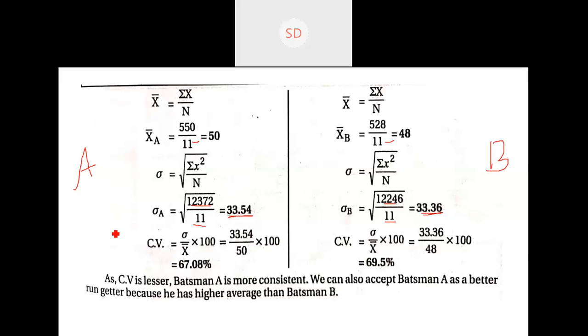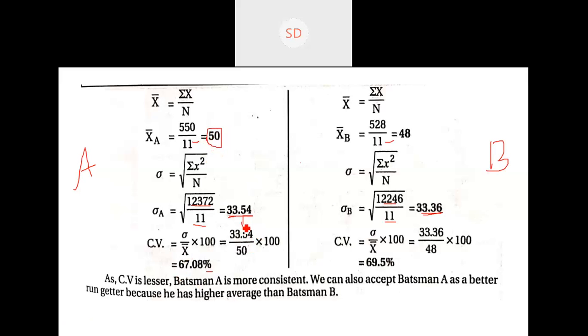Now, after finding standard deviation, let us find out the coefficient of variation. The coefficient of variation formula is standard deviation divided by arithmetic mean, into 100. So it is given in the form of a percentage. That is why you have to multiply by 100. Same formula for batsman B also. Now, let us put in all the data. So the standard deviation of batsman A is 33.54. I am taking the data as it is, and x bar is nothing but 50, which we already found out here.